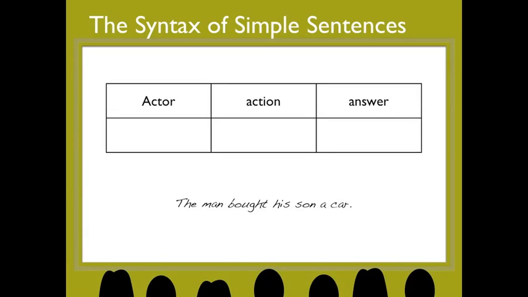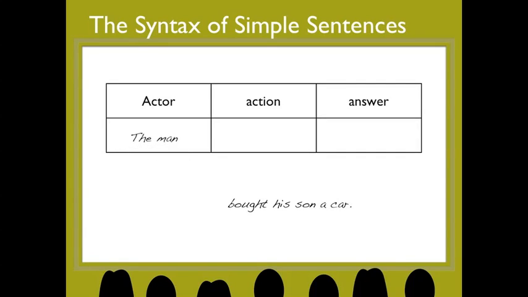When breaking down your simple sentences, it's really important to know that the actor, the action, the answer won't often be just single words. A lot of times they're going to be broken up into chunks of information. Now, what I mean by that is in this sentence, the man bought his son a car. Don't think of the actor as just man. Instead, think of it as the small phrase, the man.